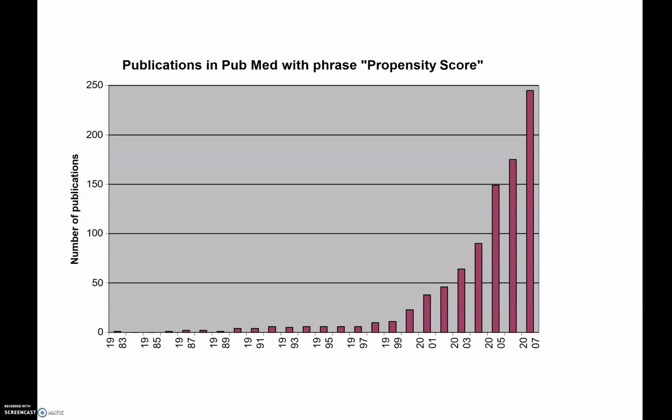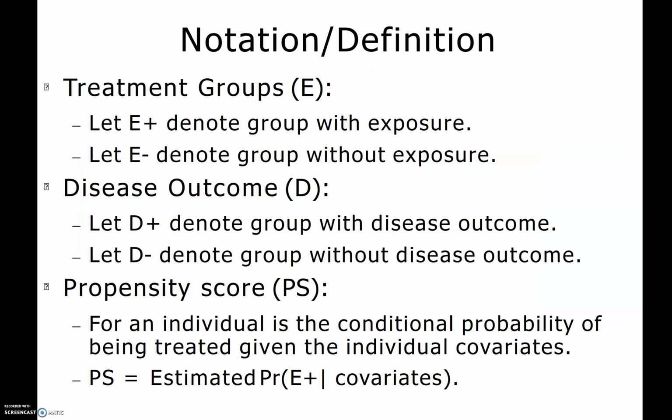Okay, publications with the term propensity score. This is up to recent, not very recent. I'm sorry, this was not updated at all. But you can see there's been a rise in its popularity. It was not done very much early on, and now it's just even more popular than this. So let's get into some of the mechanics here.